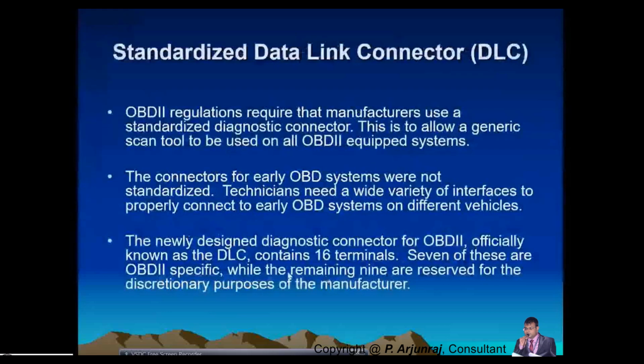As I said, the DLC is very important, which stands for data link connector. I will show you with the help of a picture.